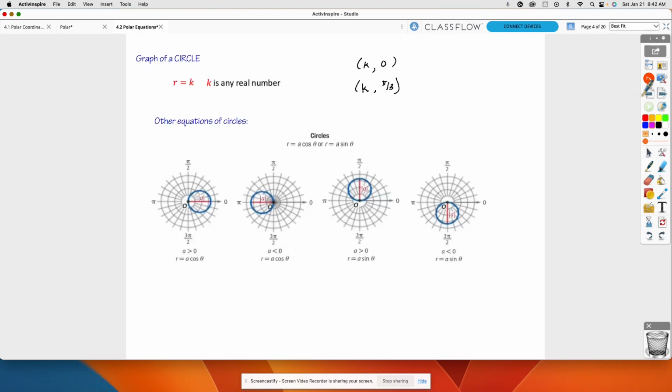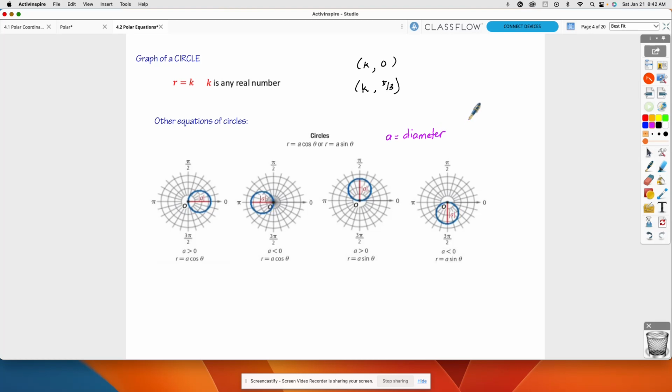Now, the second one, we have these different cases. The equation for a circle is either r equals a cosine theta or r equals a sine theta.